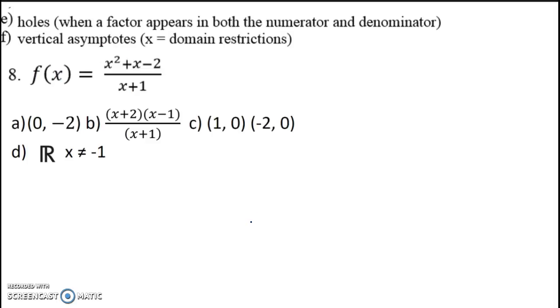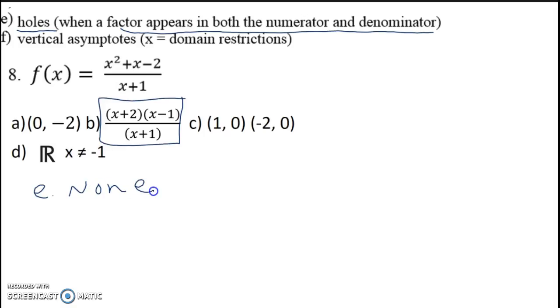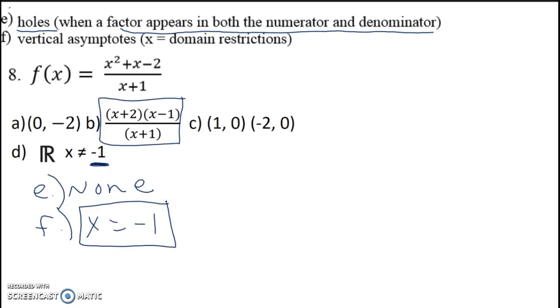Number 8, I know we're skipping. We're going to go to number 8. Here we go again, looking for a hole where factors appear in both the numerator and the denominator, the top and the bottom of the function. Do I have any factors in both? I do not. So E, none. There are no holes. And then F, my vertical asymptotes, still talking about domain restrictions. My domain restriction is -1, so there's a vertical asymptote at x equals -1.